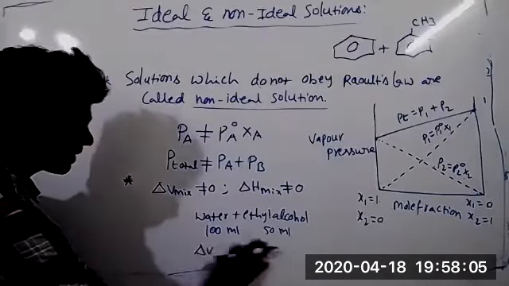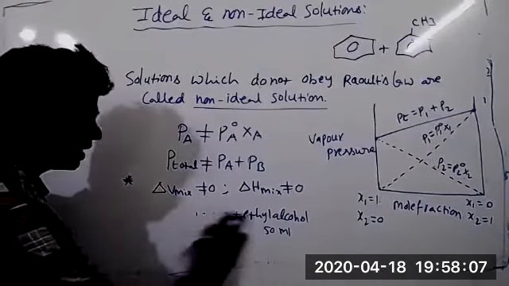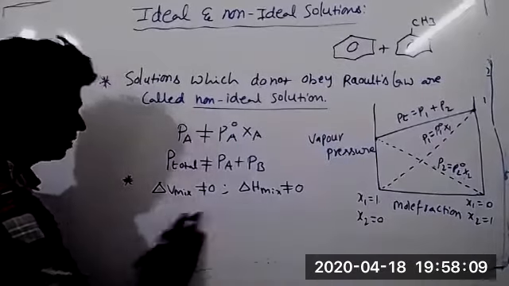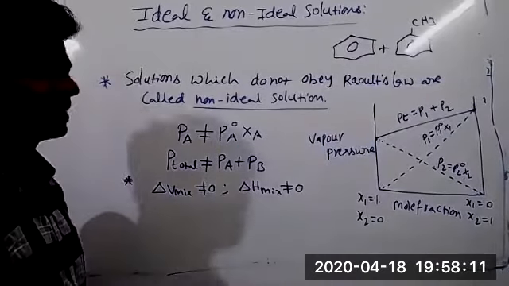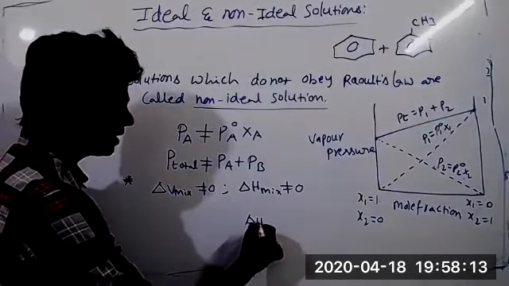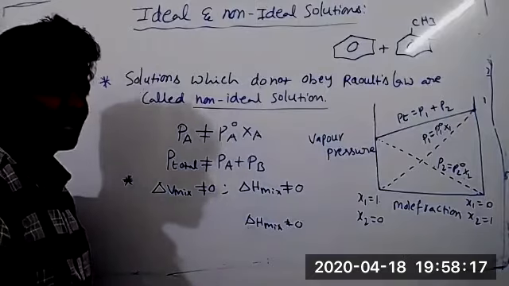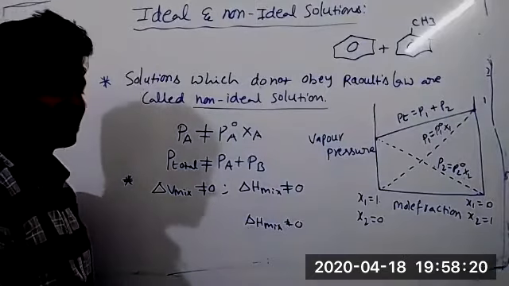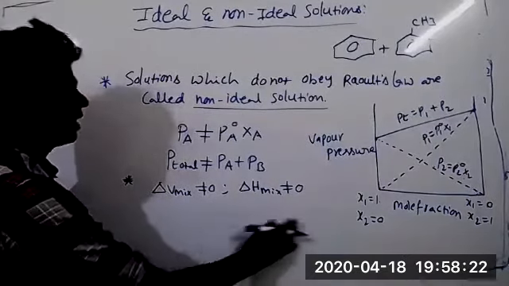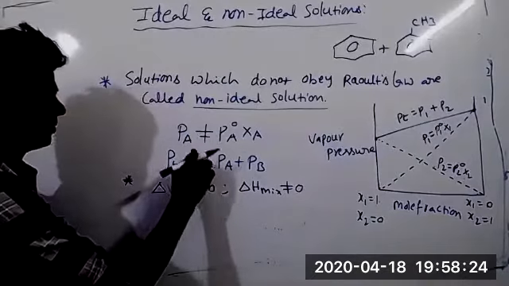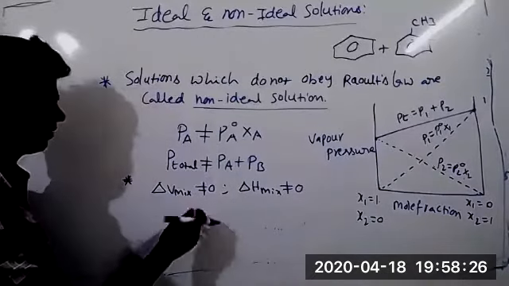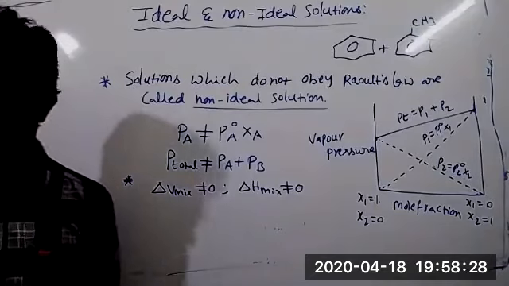If you go for another example like H2SO4 and water, that is also a non-ideal solution. During that process, heat is released. So their enthalpy of mixing is not equal to 0. So that solution also comes under non-ideal solution. Okay. For non-ideal solution, you write these 3 points. This is very important. Volume of mixing and enthalpy of mixing.